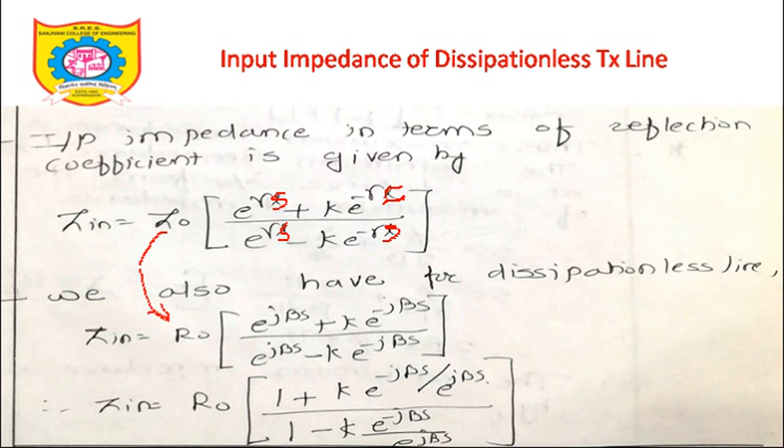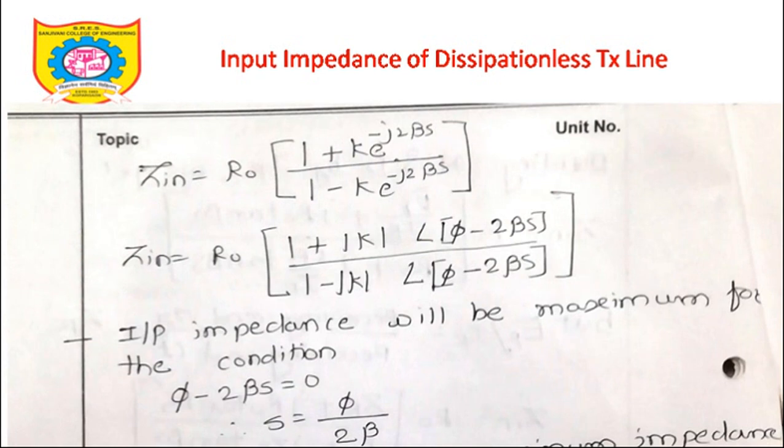Now, can I write Z in equal to R0 times, I will just divide each term by e raised to j beta s. So e raised to j beta s upon e raised to j beta s becomes 1, plus k e raised to minus j beta s divided by e raised to j beta s, which in the numerator becomes e raised to minus 2 j beta s. So 1 minus k e raised to minus j beta s divided by e raised to plus j beta s. So what will it result in? Let's see now. Z in equals R0 times 1 plus k e raised to minus j2 beta s, divided by 1 minus k e raised to minus j2 beta s.